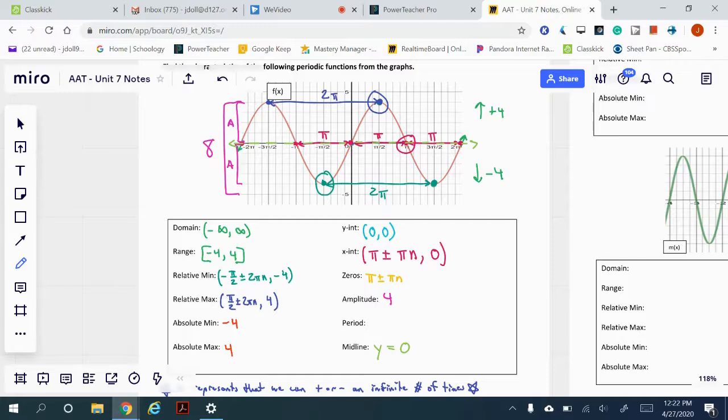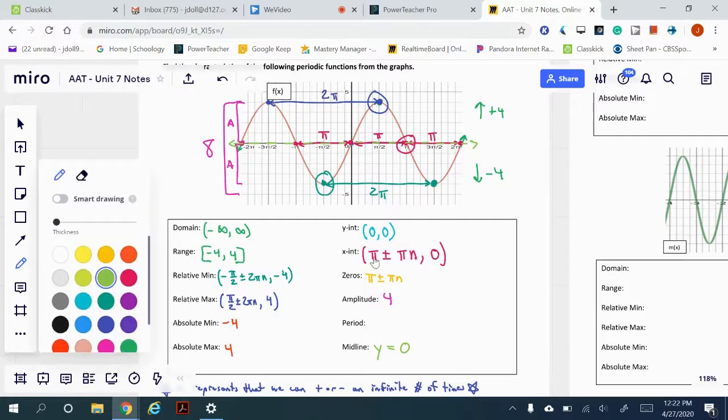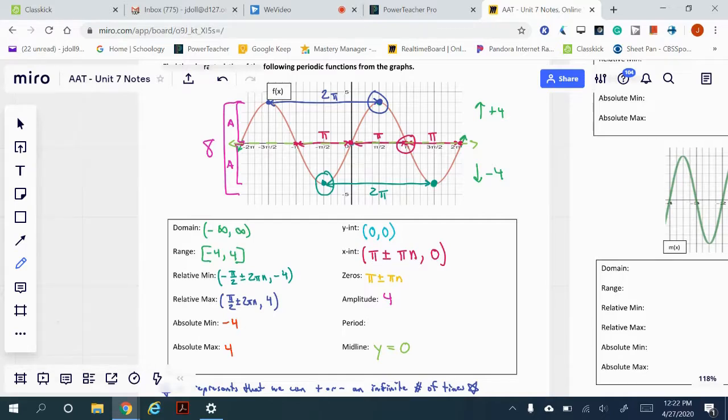Now, period. This is a little bit trickier because there are a lot of different places you could pick as a starting point to judge how long it takes for the period to repeat itself. It doesn't really matter where you start. The important thing is that you pick a point and then you follow the curve until you get back to a point that has the same y coordinate, and here's the important thing, the graph repeats the same pattern from that point.